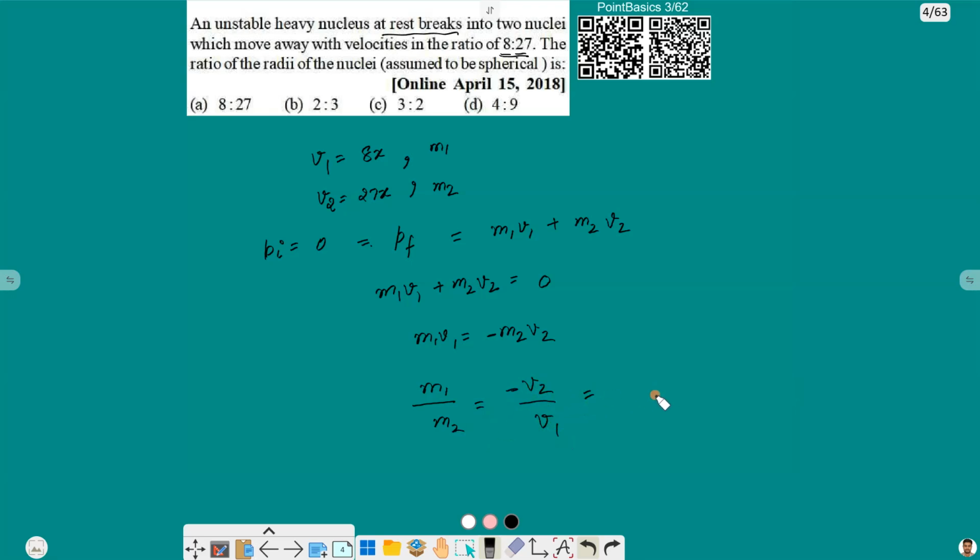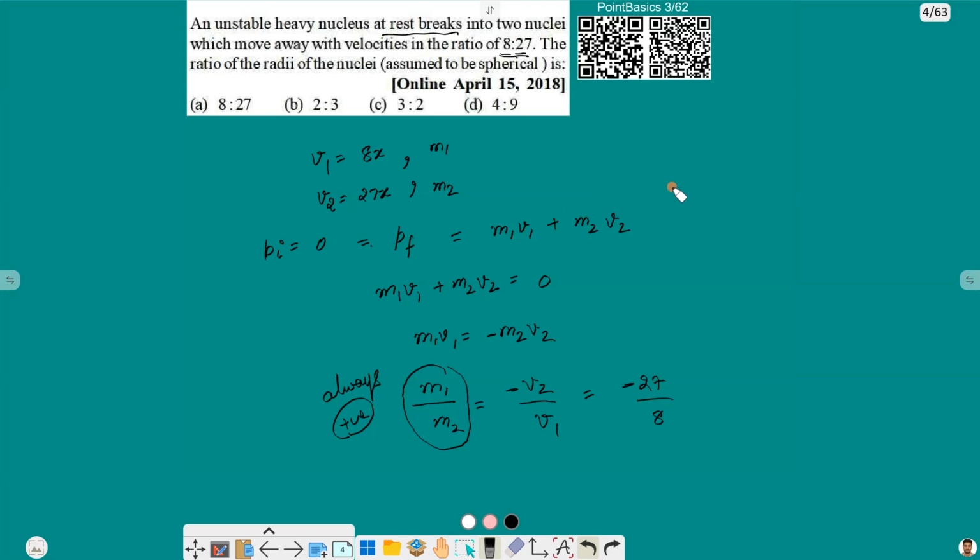So from this, minus v2 by v1 will be minus 27 by 8. Now, as we can see, this is the mass ratio, and masses are always positive. So what does it mean? It means that one of these velocities will be negative.